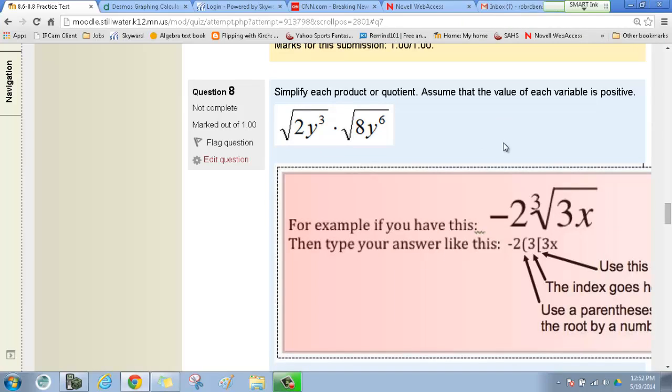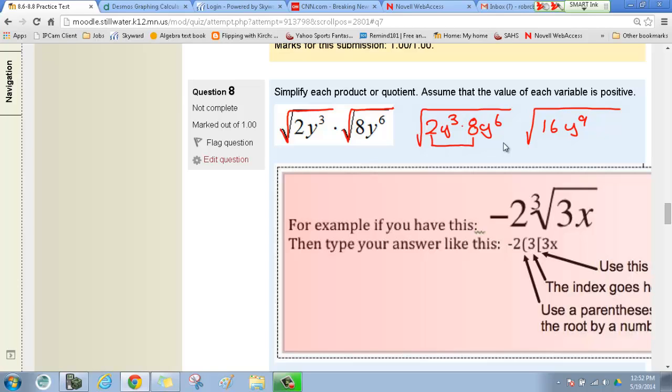Okay, for question number 8, very similar scenario. Now instead of division, we're multiplying. Because I have 2 square roots right here, they're the same thing, I can put this all under one radical. So I can say this is 2y to the 3rd times 8y to the 6th. Now I can multiply these two. So I get the square root of 16y to the 9th.